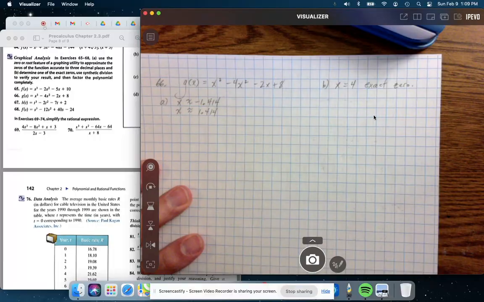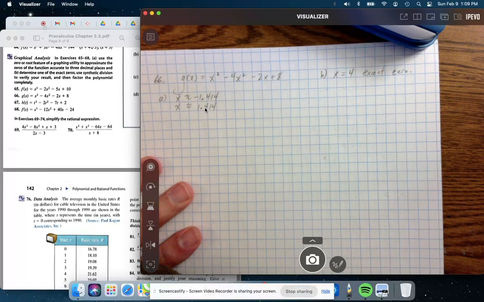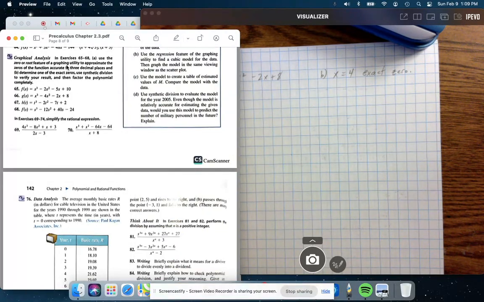All right. So I found the one exact 0, which is 4, and I found the two that are not exact. Well, they're not exact yet, right? I've approximated them to 3 decimal places. Okay, so let me read it. So approximate the zeros of the function accurate to 3 decimal places, and B, determine one exact zero. Got it. Use synthetic division to verify your result. Then factor the polynomial completely.